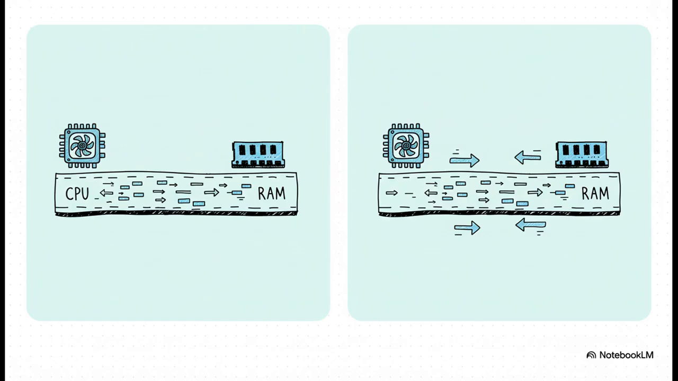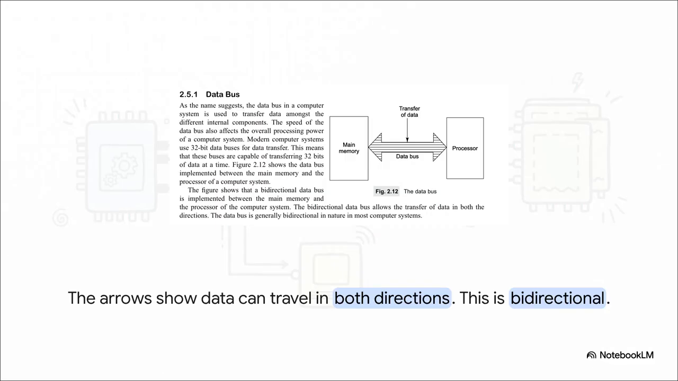Can data only go from the processor to the memory, or can it also come back the other way? If we look at that diagram again, you'll see the arrows on the data bus are actually pointing in both directions, and that tells you everything you need to know. It means data can go from the processor to the memory, and it can come right back from the memory to the processor. The technical term for that is bidirectional. It's a two-way street, which means information can be read and written using the same exact highway.